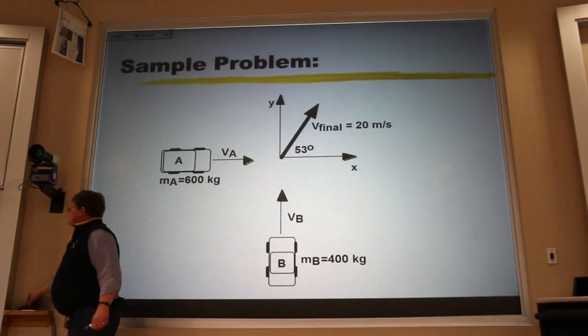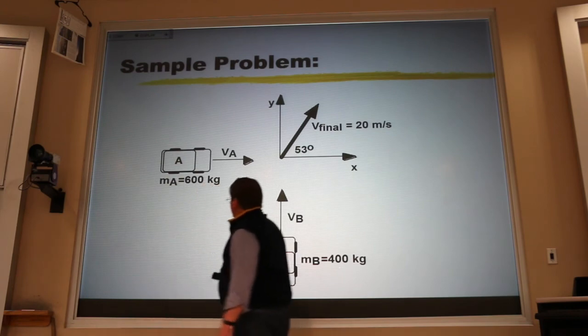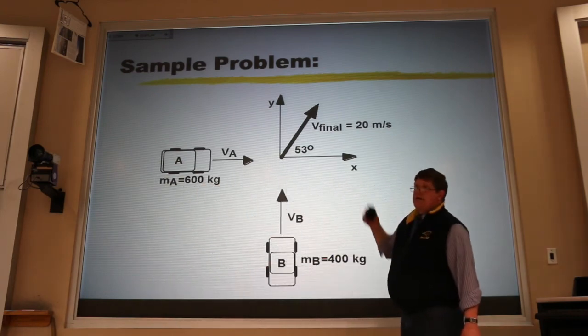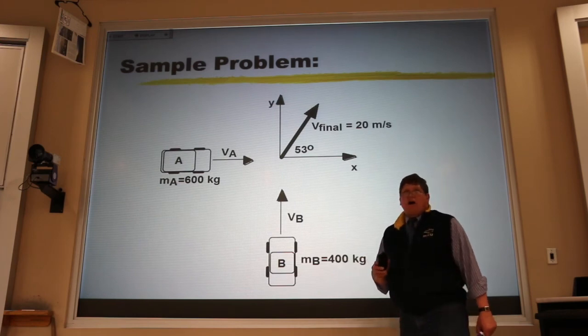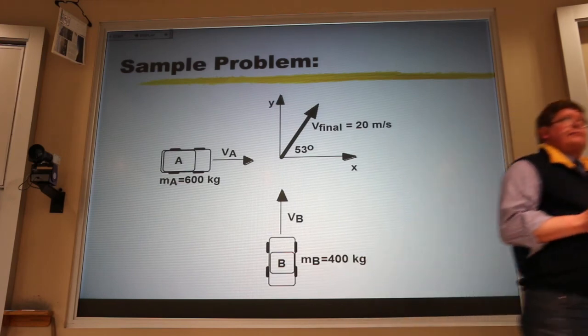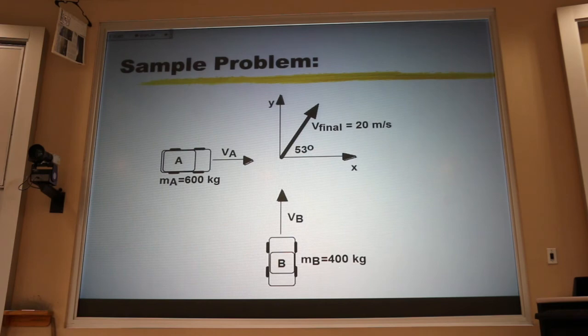I have an SUV of 600 kilograms approaching an intersection at some unknown speed. I have a car of mass 400 kilograms approaching the same intersection going north at some unknown speed. Now, we know that the speed limit in this neighborhood is 30 meters per second. When you think about that, that's a little more than 60 miles an hour. The people in this neighborhood don't love their kids that much.